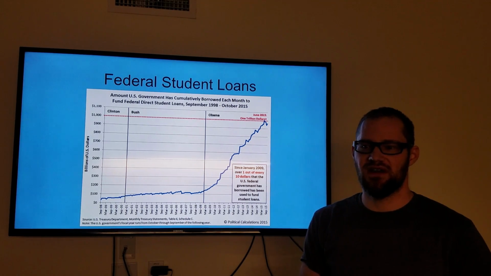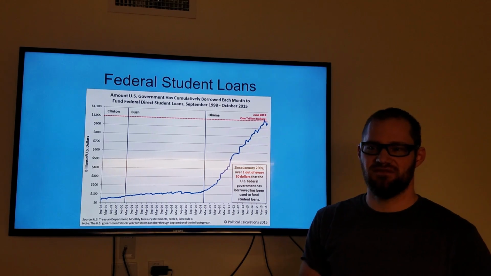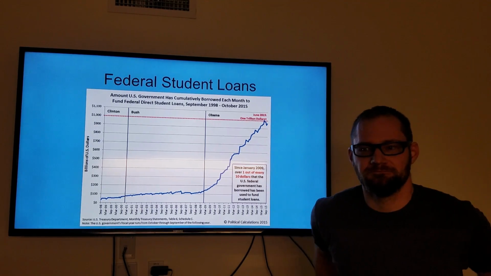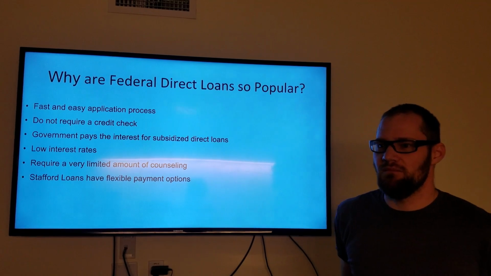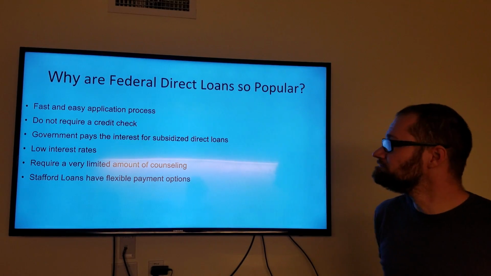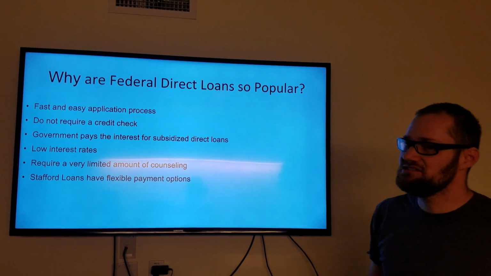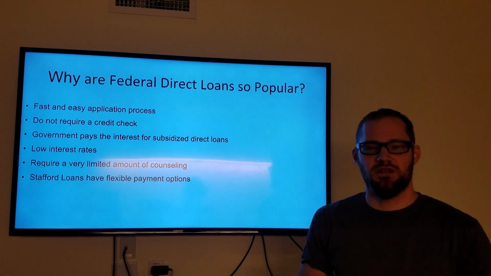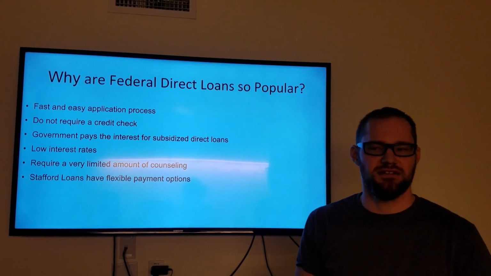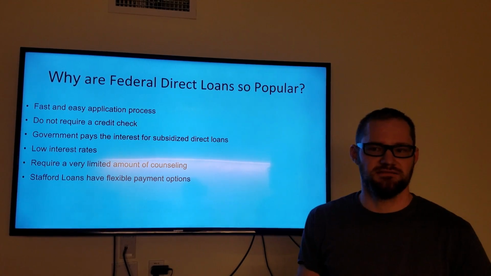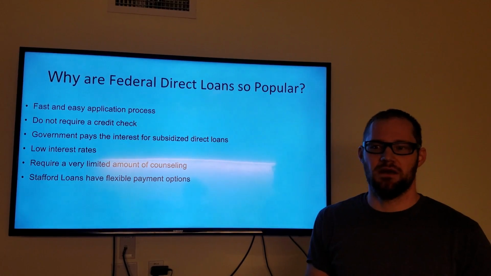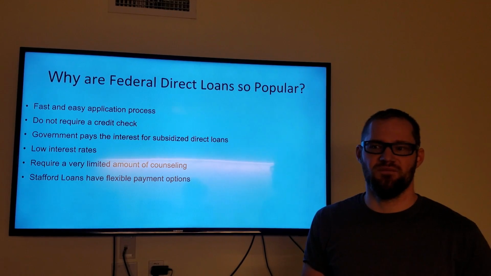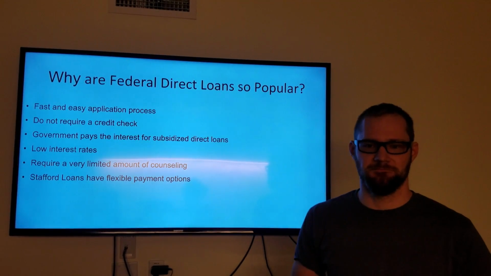Why do students in need of financial support for college seek federal direct loans tenfold to all other loan types combined? Let's take a look at what makes federal direct loans so popular. Fast and easy application process. They do not require a credit check. Government pays the interest for subsidized direct loans. Low interest rates. Require a very limited amount of counseling. Stafford loans also have very flexible payment options.